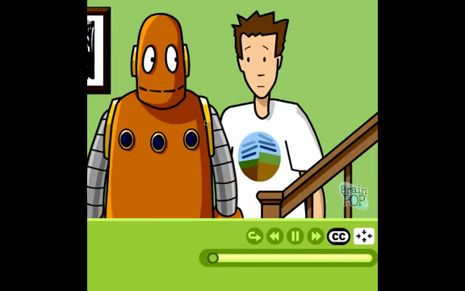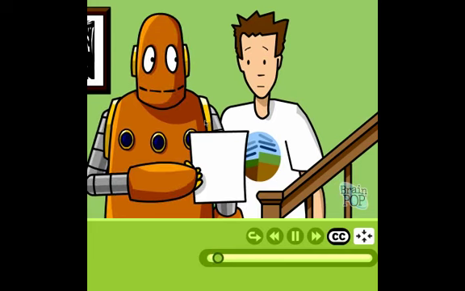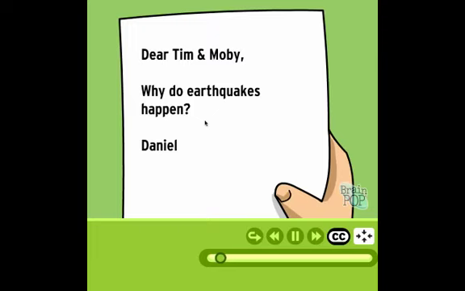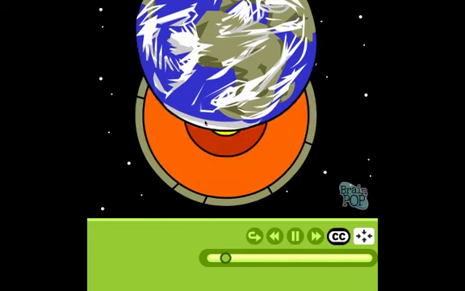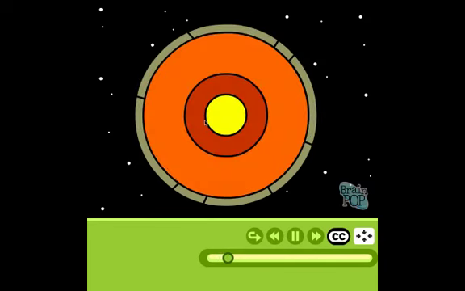Did you feel that? No. Dear Tim and Moby, why do earthquakes happen? From Daniel. Well, an earthquake is caused by pressure deep within the earth.